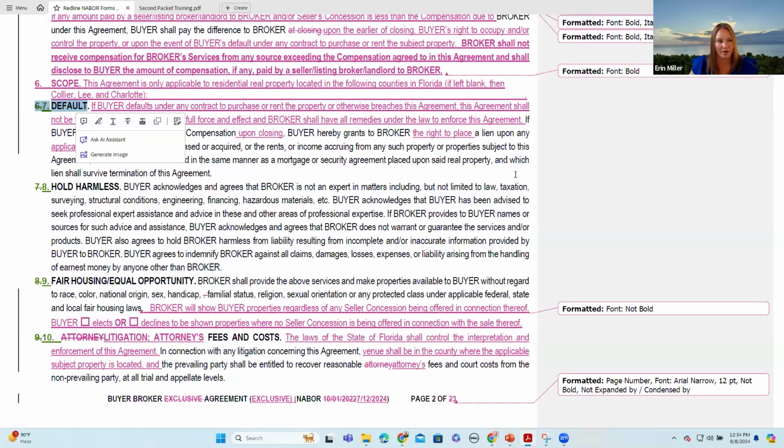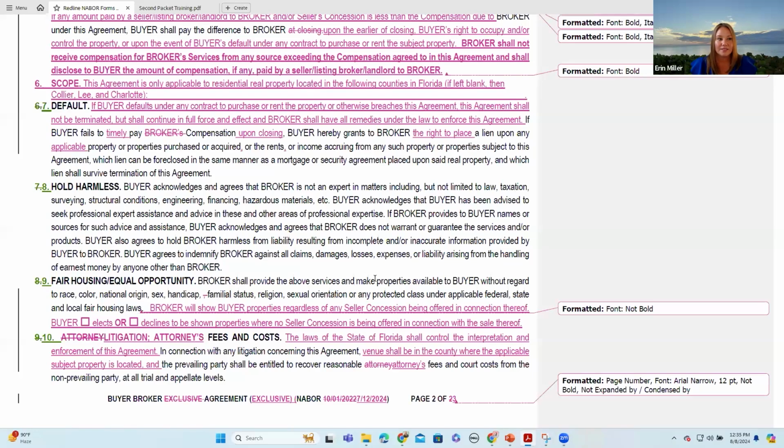But in the event of a buyer default, I'm on paragraph 7 of the red lines of that buyer-broker agreement. If buyer defaults under any contract to purchase or rent the property or otherwise breaches this agreement, meaning this buyer-broker agreement, it will not be terminated, but will continue in full force and effect, and broker shall have all remedies under the law to enforce this agreement. That's up to your broker to determine how they would like you to proceed in enforcing this agreement, so have that conversation with your broker.